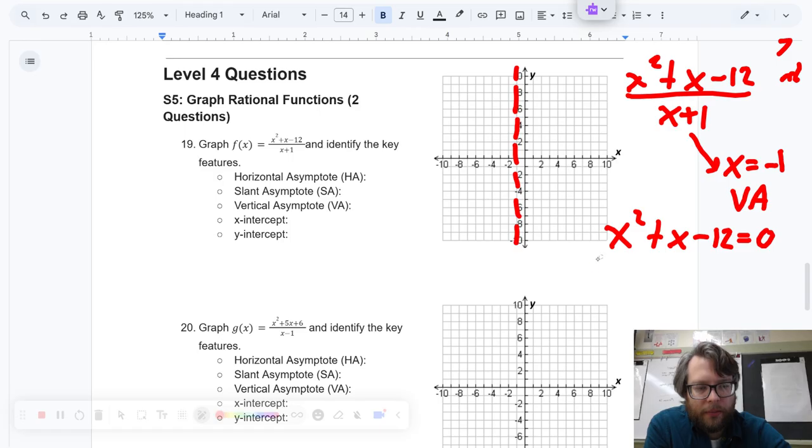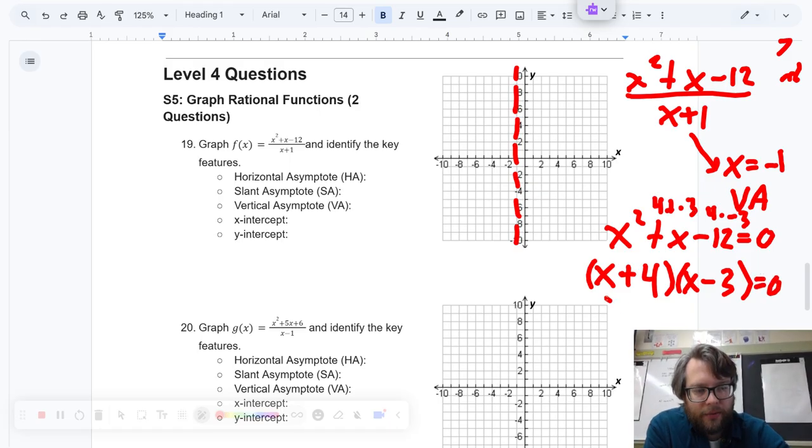Think of 2 numbers that multiply to make 12 and add to make 1. So I can go x times x. 12 could be 4 times 3. And if I make it positive 4 and negative 3, I'm going to multiply to make negative 12. See how this is 4 times negative 3? And I can add to make 1x. This is 4 plus negative 3.